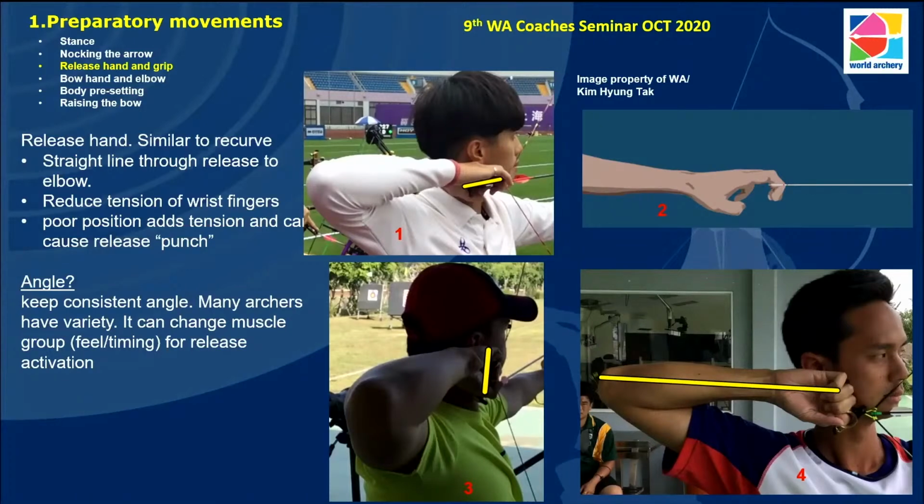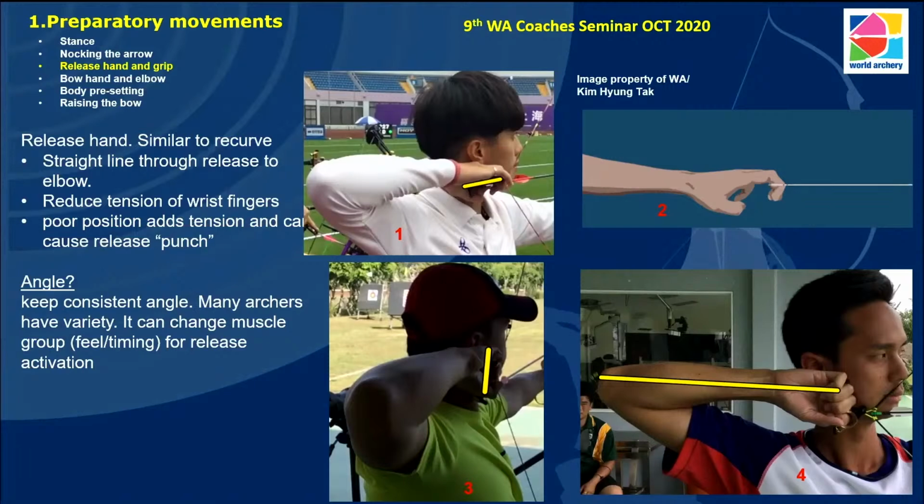So I prefer between those 2 marks, which is the vertical position of the image in number 3 and the flat in number 1. I like right in the middle of that, about 45 degrees, but it's personal preference. And it also depends on a range of topics, which is what release aid they've chosen, how they activate that release aid, where they've anchored on their face. These things all have to be taken into account.